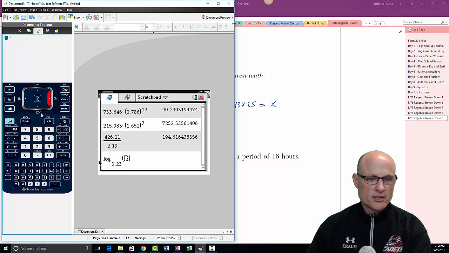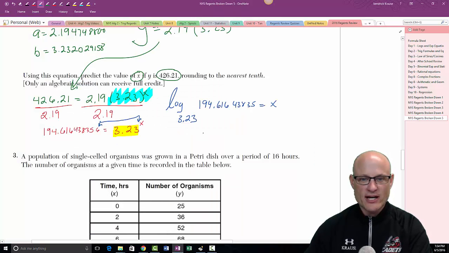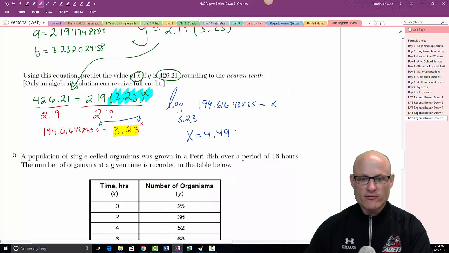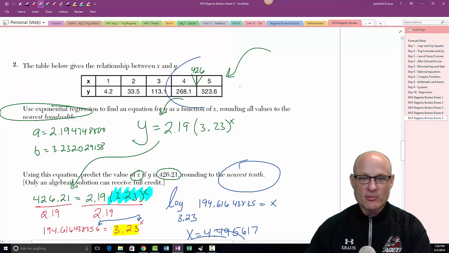3.23. There we go. Of the answer, which is just this thing. And it equals 4.4956. So x equals 4.495617. Round to the nearest tenths, and I get x equals 4.5. Wow. So if you could have gotten lucky, I guess, but there it is. It had to be between 4 and 5, and we got 4.5.